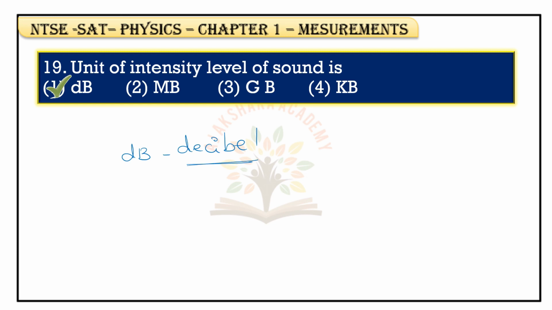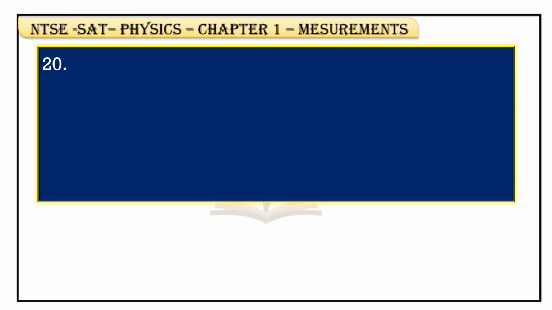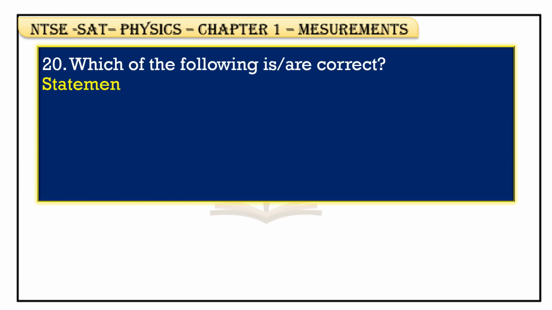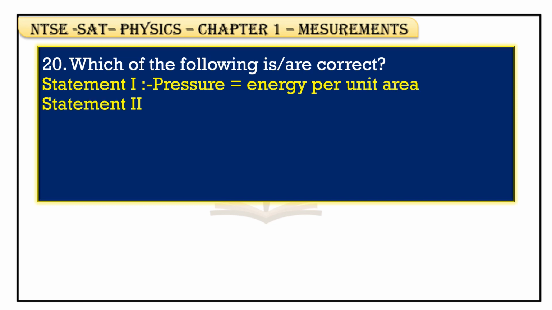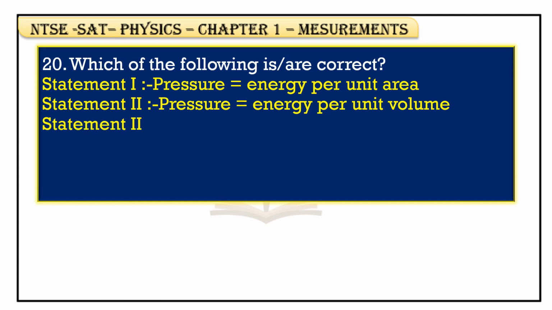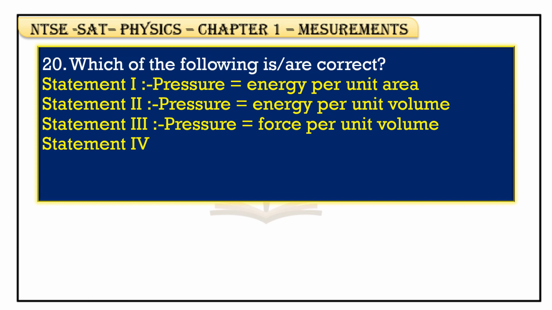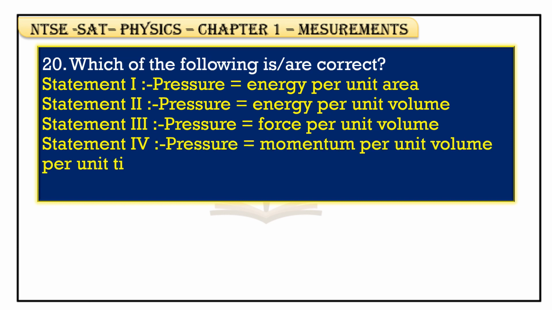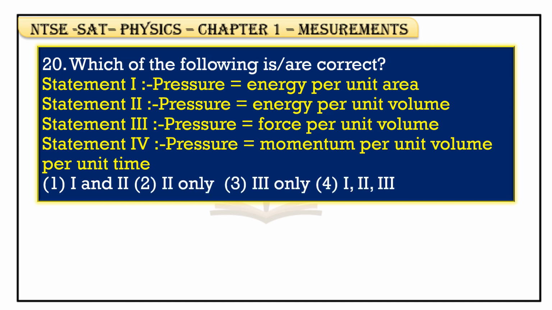Okay, next, which of the following is or are correct? Statement 1, pressure is equal to energy per unit area. Statement 2, pressure is equal to energy per unit volume. Statement 3, pressure is equal to force per unit volume. And statement 4, pressure is equal to momentum per unit volume. 1 and 2, second only, third only, 1, 2, 3 and 4.